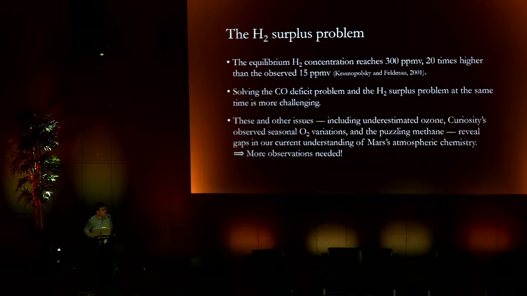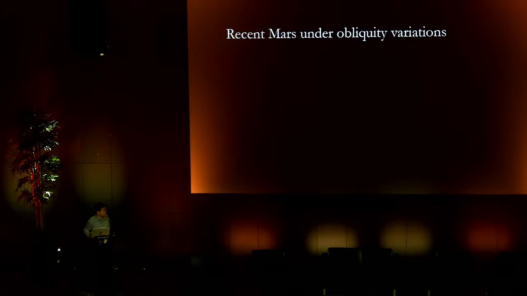And these issues and other issues, including the underestimated ozone, Curiosity's observed seasonal O2 variations, and the puzzling methane, reveal gaps in our current understanding of Mars atmospheric chemistry. So we need more observations to constrain the concentrations. Okay, now we can move to the other obliquities.